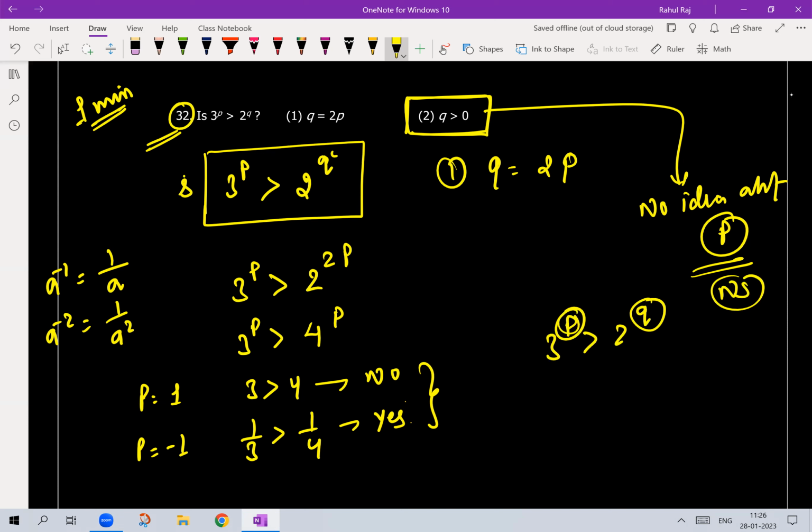You take q is equal to 10. Imagine, I can take p is equal to 100. So 3 to the power 100 is surely greater than 2 to the power 10. I can take p is equal to 1. So 3 to the power 1 is not greater than 2 to the power 10.